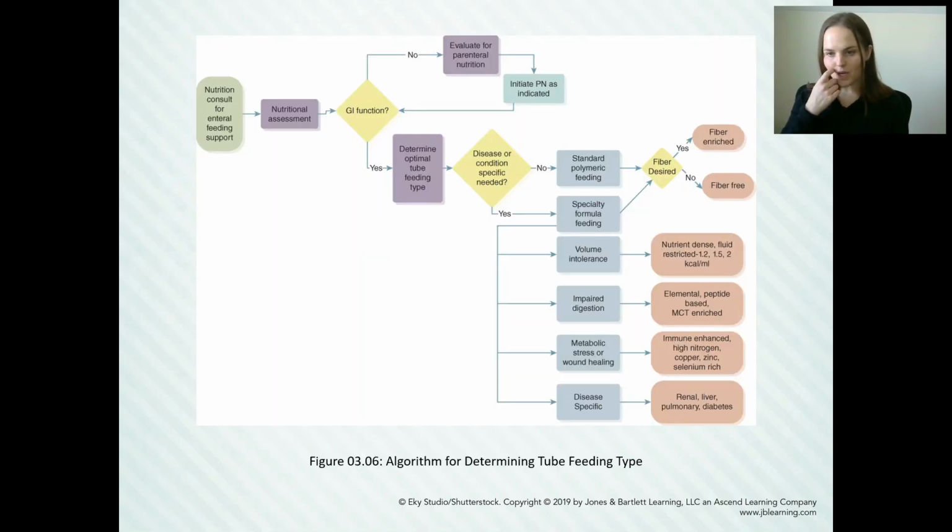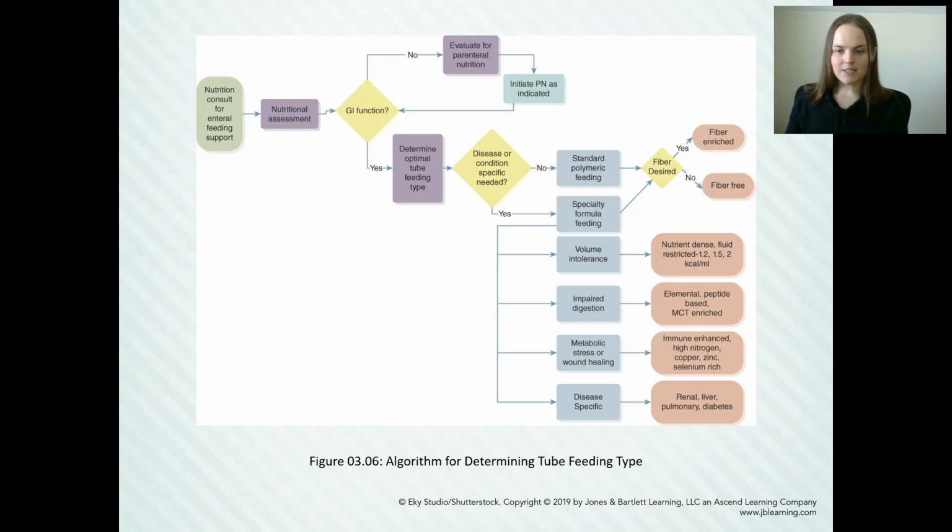Okay. And then there's an algorithm for determining tube feeding type. So you could utilize the algorithm as well as your clinical judgment and the research to determine if a disease-specific formula is needed.